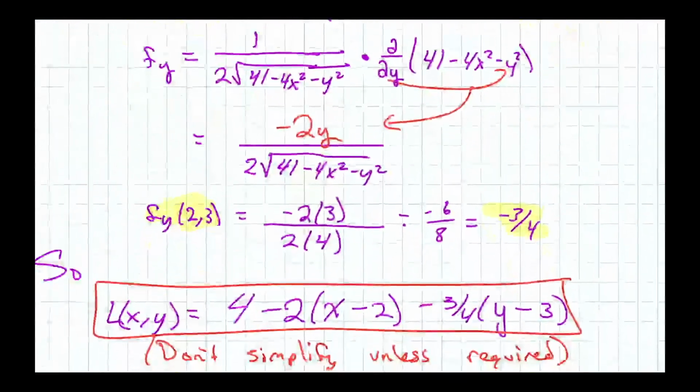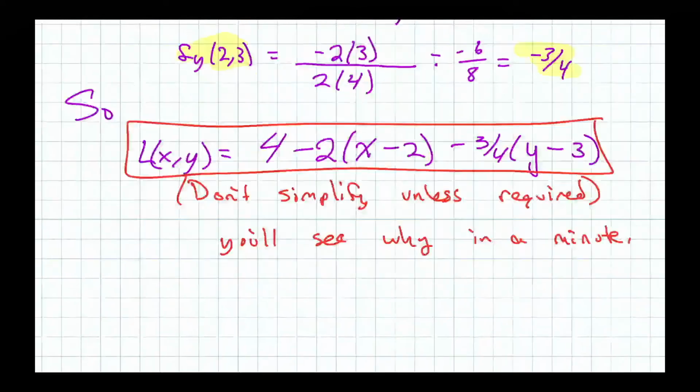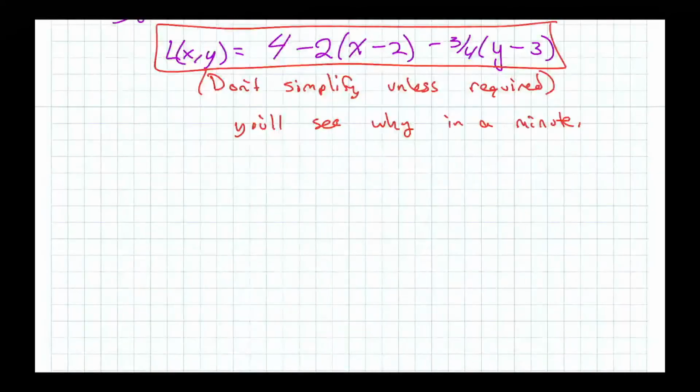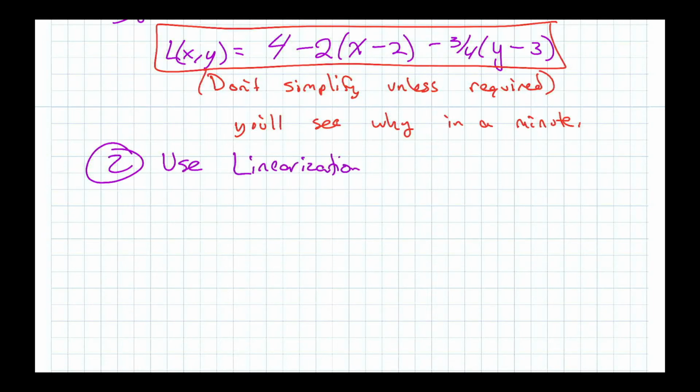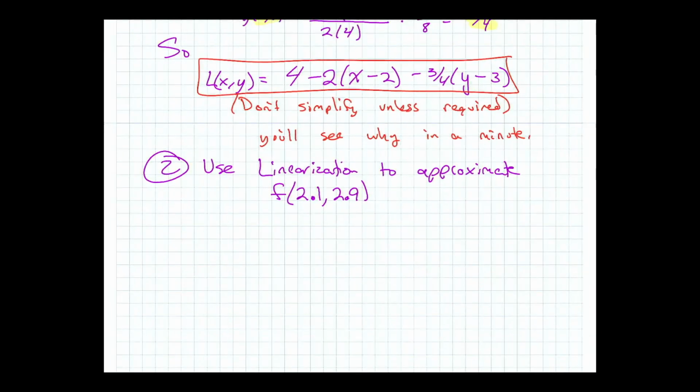So we got our linearization done. Now we want to use the linearization to approximate f of, what was it? It was f of 2.1, 2.9. And again, the whole idea is that f and L are close together.